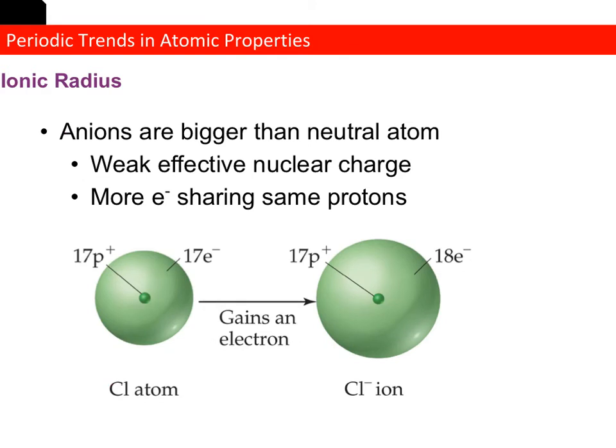Now with anions, it's opposite. Anions are bigger than their neutral. The neutral, or the parent, is small compared to the daughter. In this case, you have more electrons than you need to keep track of, and the nucleus has a harder time holding on to them, and so the radius is larger.